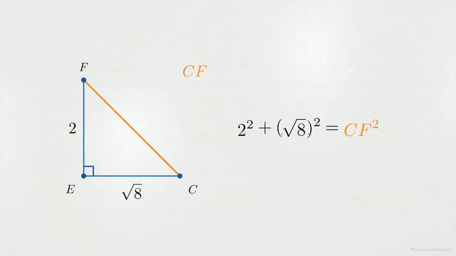When you apply a square to a square root, the two algebraic operations simply cancel each other out, leaving only the whole number inside. So the square root of 8 squared is just exactly 8. That makes our arithmetic very clean. 2 squared is 4, plus 8 equals 12. Taking the square root of our total gives us the final length. CF equals the square root of 12.